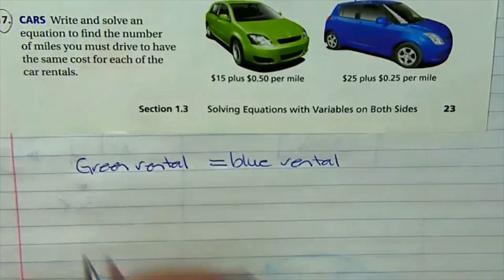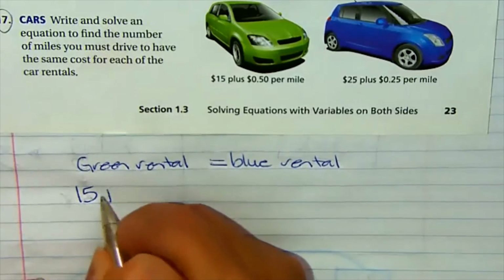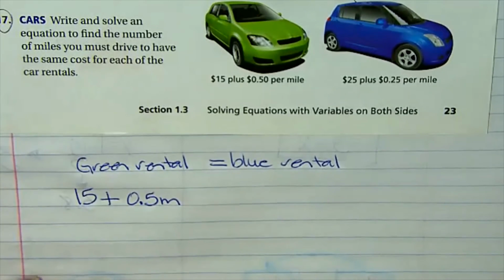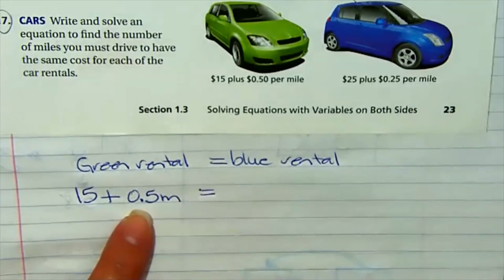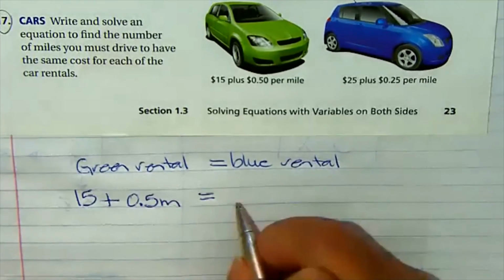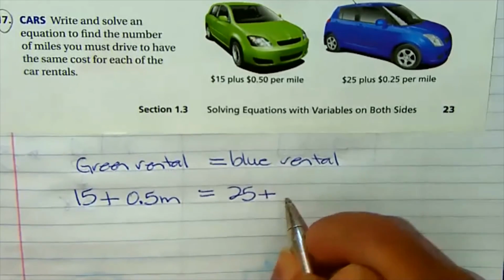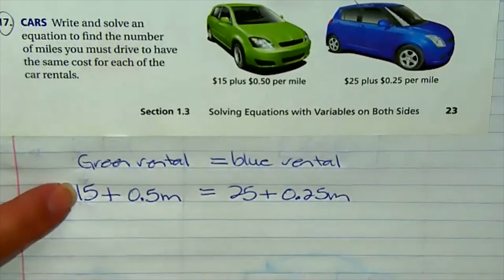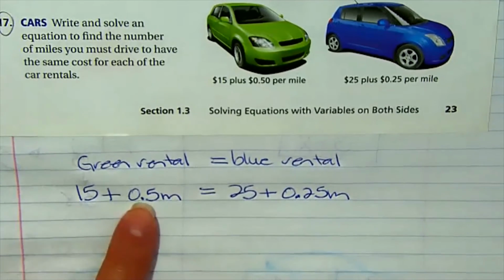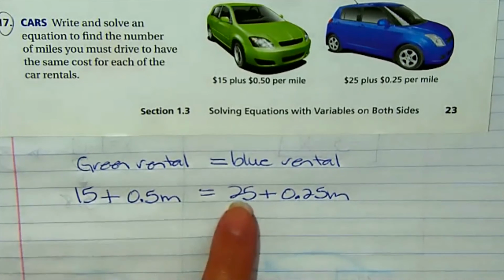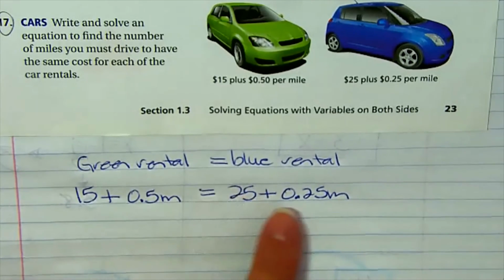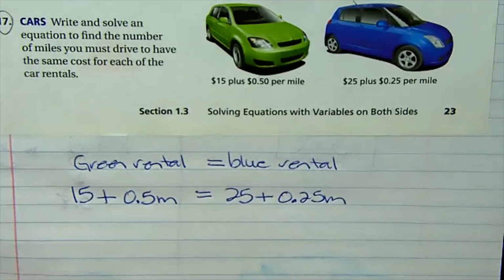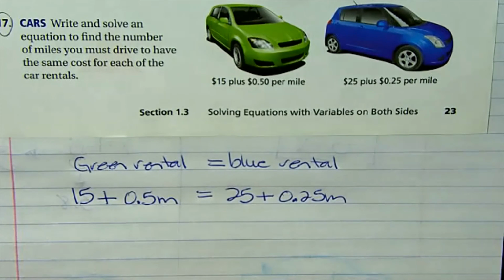Well, the green rental is $15 plus 50 cents per mile. And we want to know how many miles until this equals the blue. And the blue is $25 plus 25 cents per mile. So here it's less money up front, but more money per mile. The blue car is more money up front, but less money per mile. So we want to know at how many miles is the rental the same.